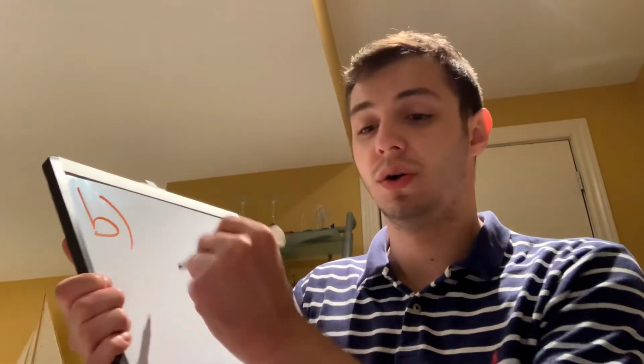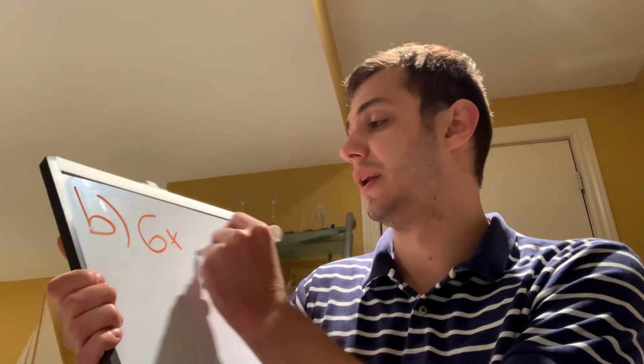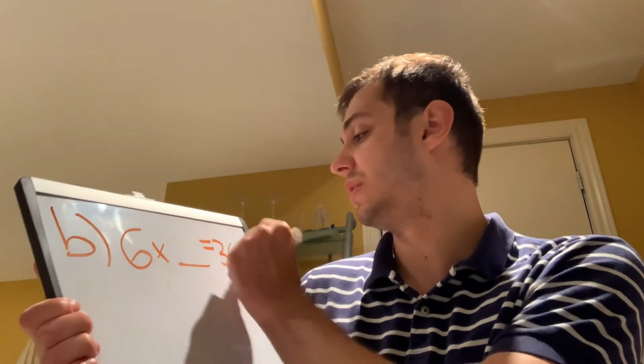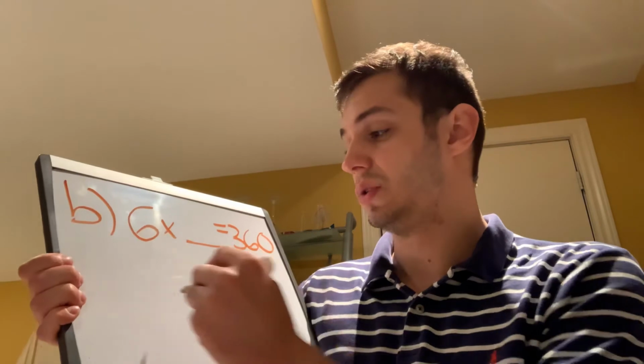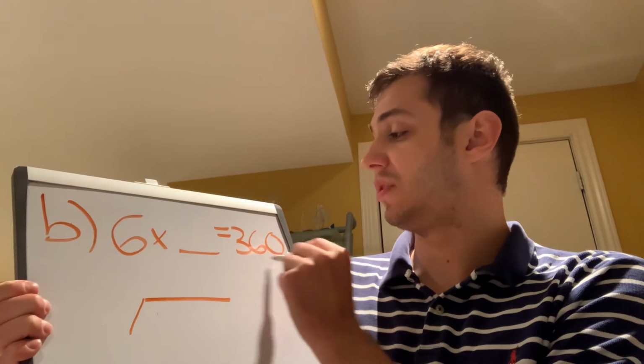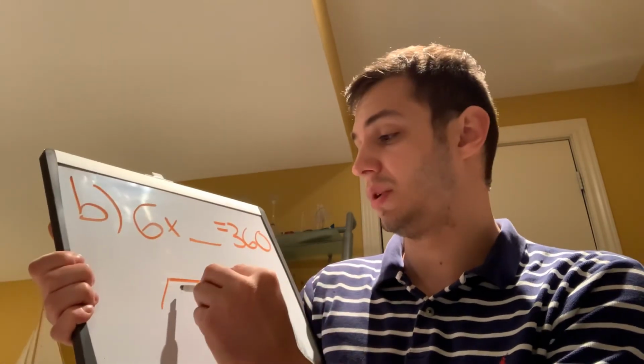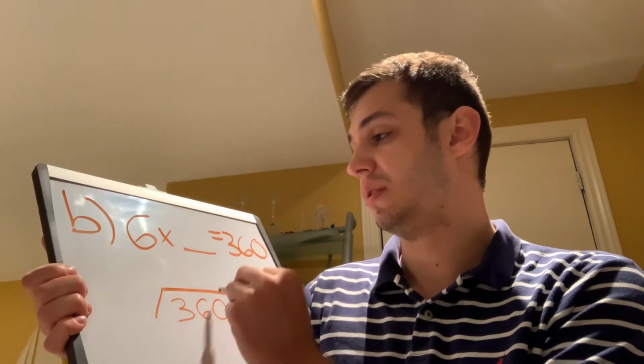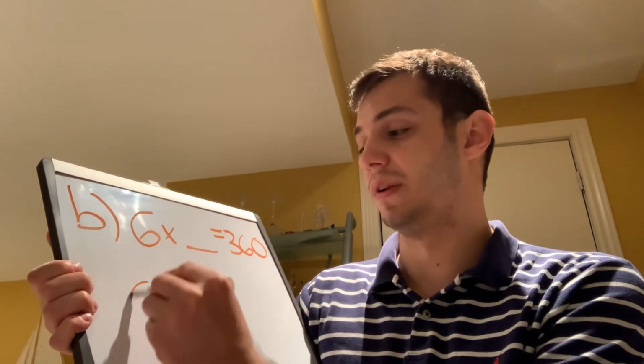So let's try one more together. Let's look at part B. So once again, we're not going to solve the multiplication problem first. We're going to solve our division problem and then write the answer for the missing number in our multiplication problem. So for part B, we have 6 multiplied by a number equals 360. So right underneath, we're going to do our division sign. The number after the equal sign, the 360, is going to go right underneath my division sign. The 6 is going to go right at the front.